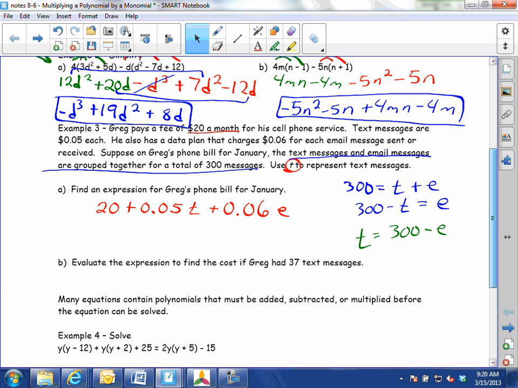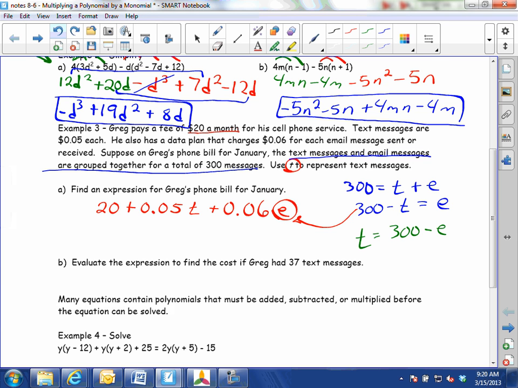0.05 parentheses 300 minus E plus 0.06. Oh, we're so close, on the right track. But which is the variable that they only want us to use? They only want us to use texts. So do we really want to use E like this? Probably not. We'll leave it there. But you're still on the right track, because we want to put in something other than E. What can we put instead of E?